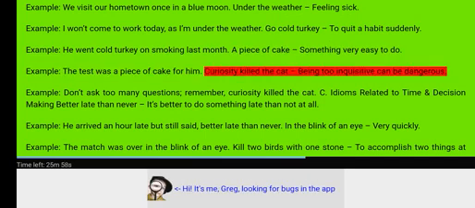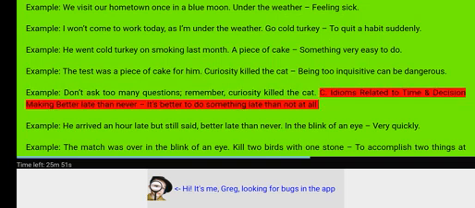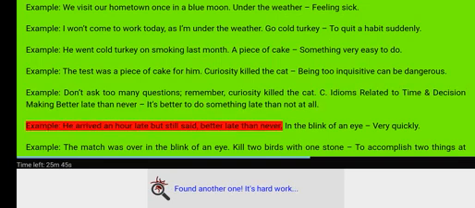Curiosity killed the cat, being too inquisitive can be dangerous. Example, don't ask too many questions, remember, curiosity killed the cat. See idioms related to time and decision making. Better late than never, it's better to do something late than not at all. Example, he arrived an hour late but still said, better late than never.